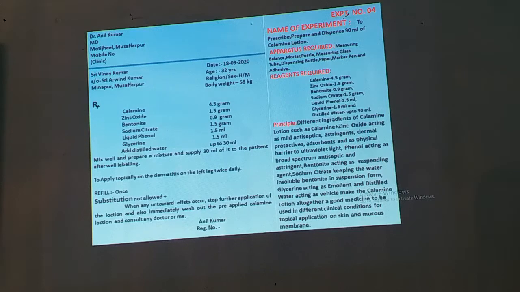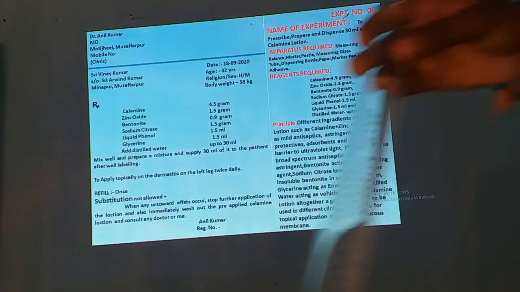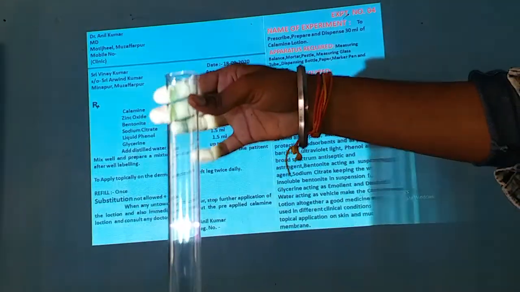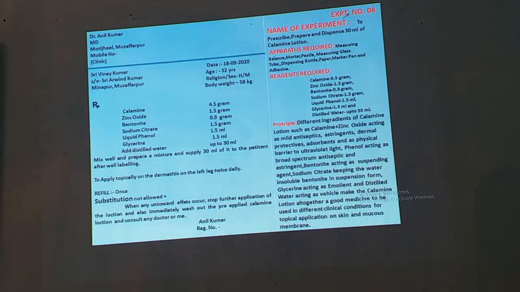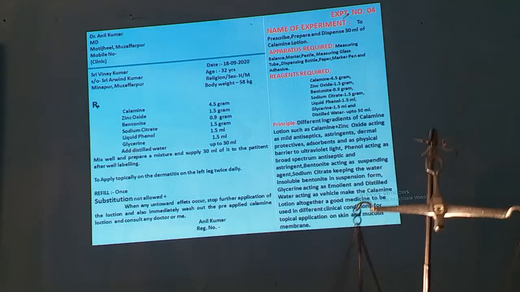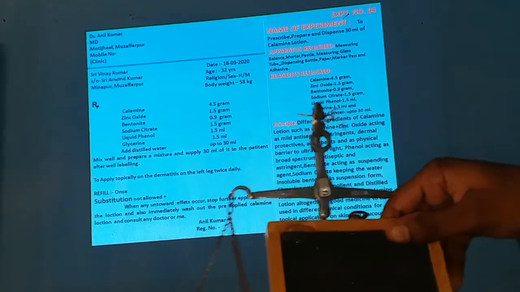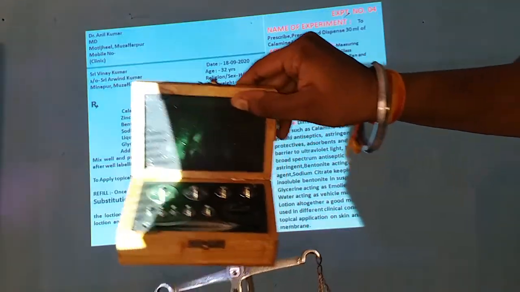Apparatus required: measuring glass tube. This is measuring glass tube. Balance. This is balance. Look at this. This is balance with measuring weights. Measuring weights is there.